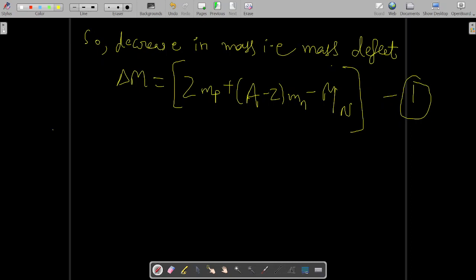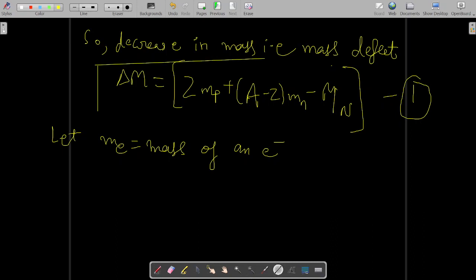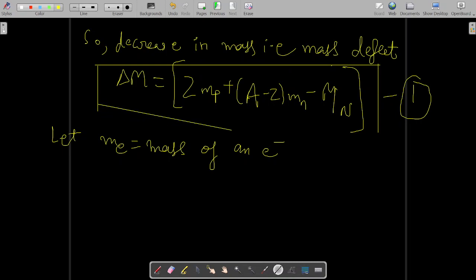Now let's assume Me is equal to the mass of an electron. We are converting this into the form of an H atom. Our job is to convert this formula in terms of the mass of a hydrogen atom, a neutral hydrogen atom, and the mass of a neutral atom.